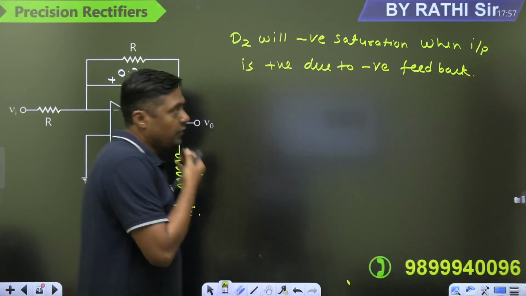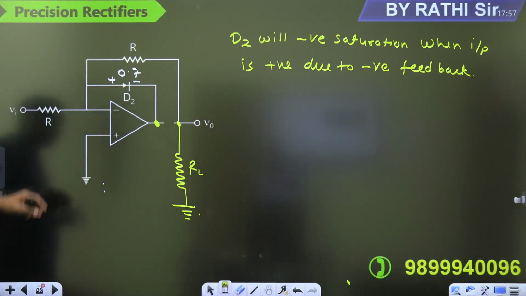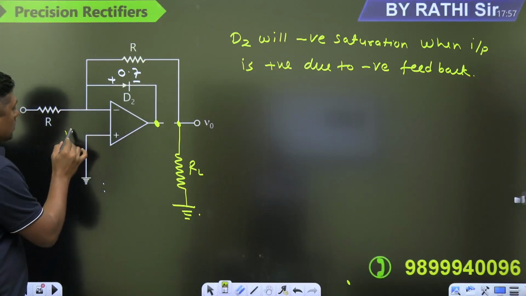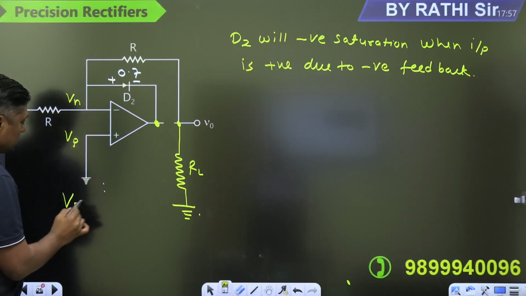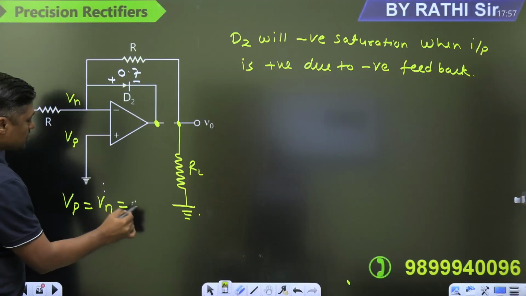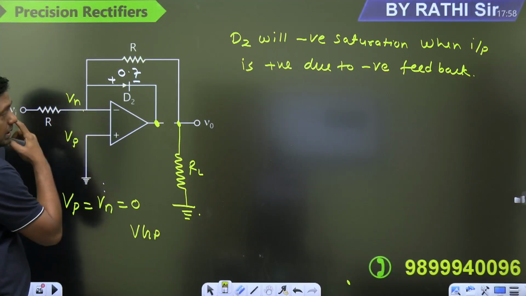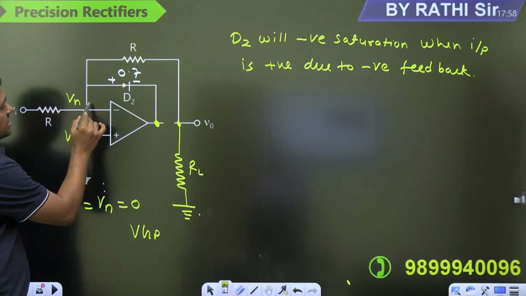Right? Due to negative feedback, it will avoid the negative saturation. Now, watch this. If there is a negative feedback, the virtual short concept is valid. So, Vp is equal to Vn is equal to 0. This is the virtual ground process for an ideal operational amplifier. This is 0, this is 0. Now, if this is 0, this voltage is 0.